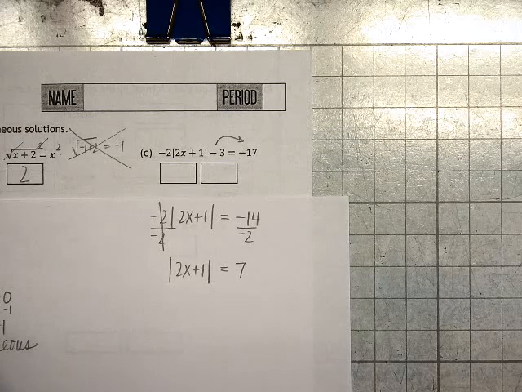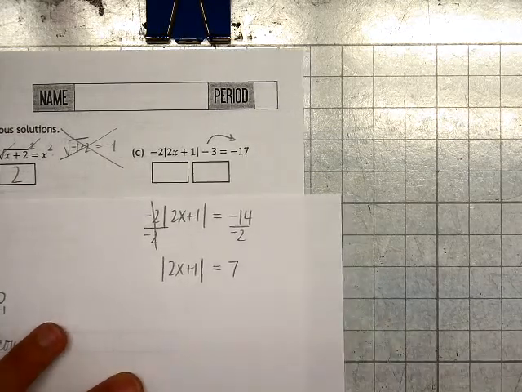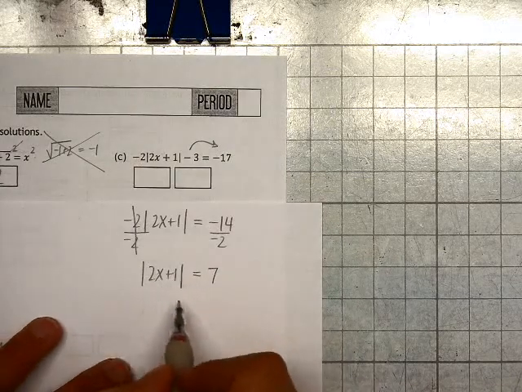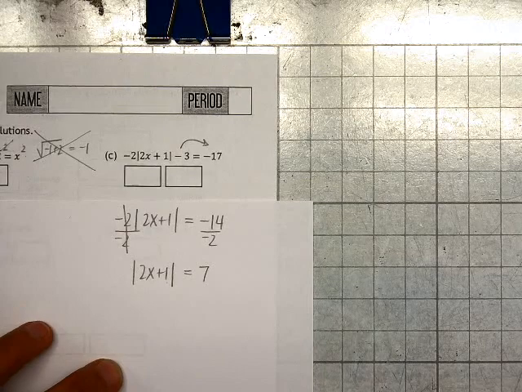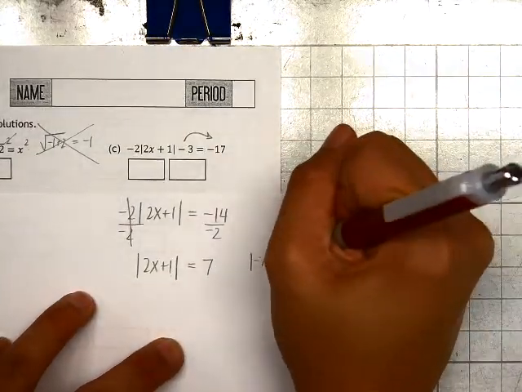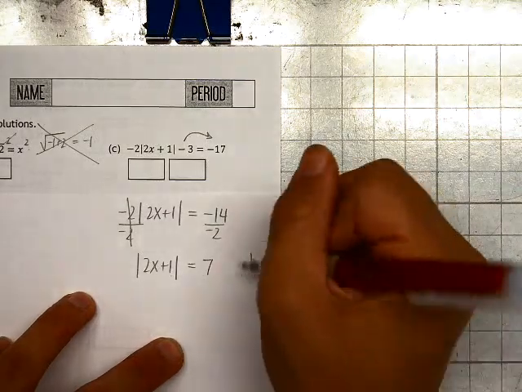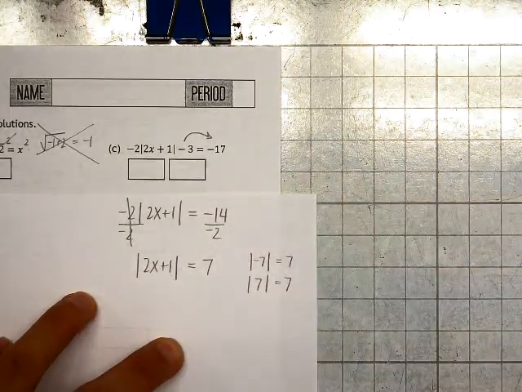Now, the idea behind this strategy is to just think intuitively about what would work in this equation. We need to have something in the absolute value that comes out to be positive 7. Technically, there are two things that I could use. I could have an absolute value of negative 7, because that would come out to be positive 7. Or I could have the absolute value of positive 7, which would also come out as positive 7.